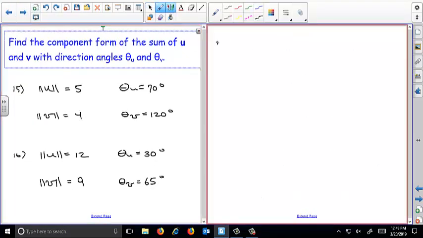So for number 16, u is equal to the magnitude of u times the cosine 30 degrees i plus the sine of 30 degrees j. U is 12.